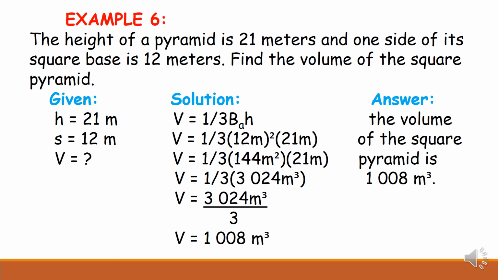Simplify first 12 meters quantity squared. That is equal to 144 meters squared, times 21. 144 times 21 is equal to 3024 meters cubed, times 1/3. So 1 times 3024 is equal to 3024 meters cubed, divided by 3. That is equal to 1008 meters cubed. So the answer is the volume of the square pyramid is 1008 meters cubed.